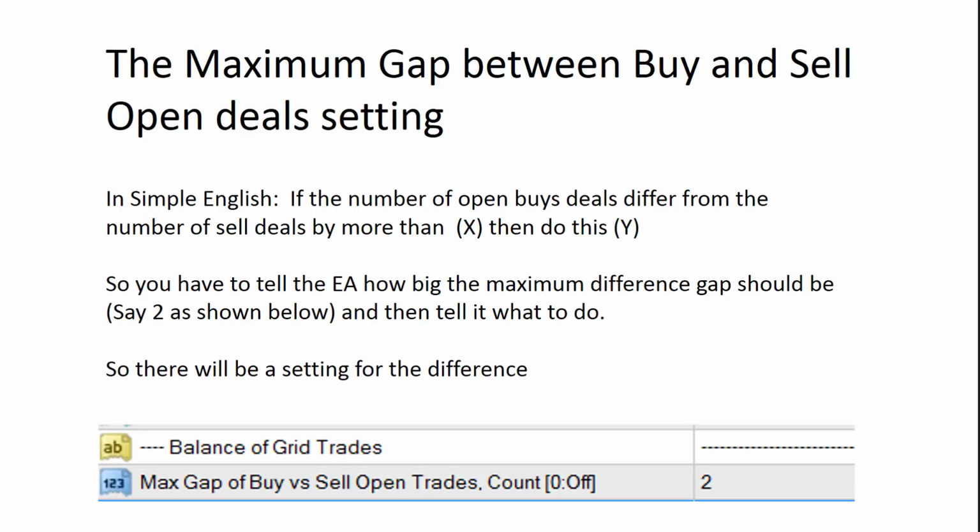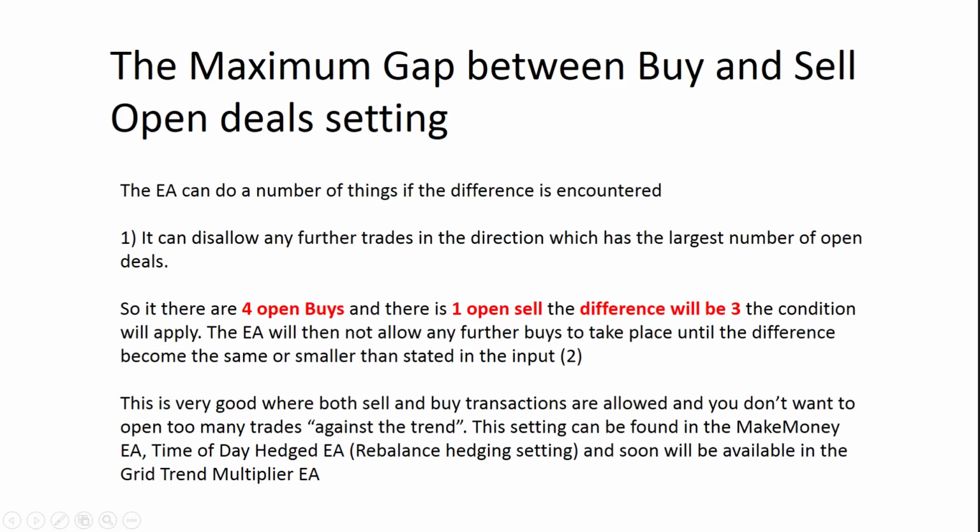So the first thing you have to do is tell the EA what the biggest difference should be. Is it 10? Is it 12? And in this case, we're going to say 2. So it's basically saying if the difference between the number of open buys and the number of open sells is bigger than 2, not 2, but bigger than 2, then we want the EA to do something. And here's an example of a setting that will be in the grid trend multiplier EA, and that's exactly what the setting looks like. So let's have a look at what the options are.